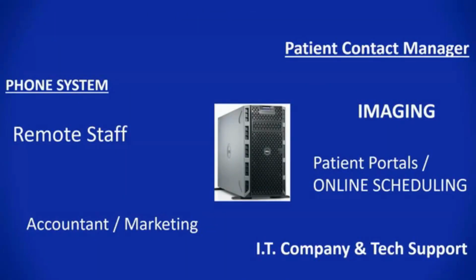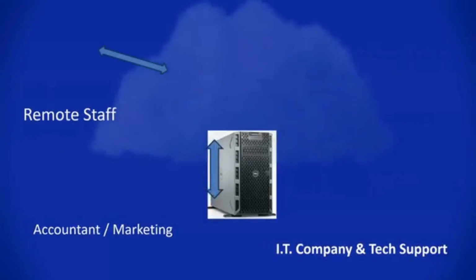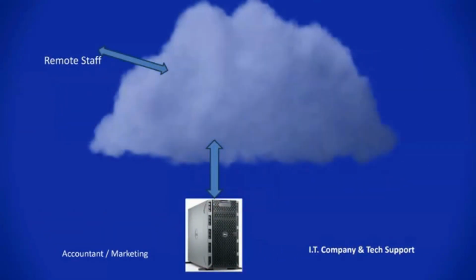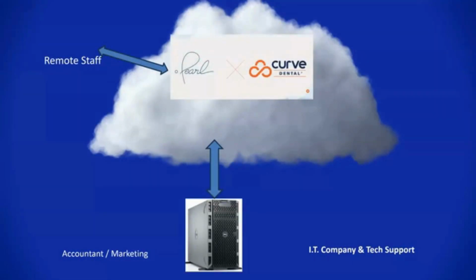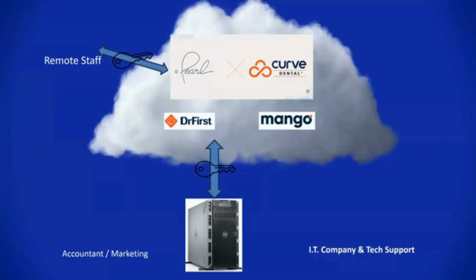So this arrangement that we see, all the things connected to your server, when you move to the cloud moves into a different sort of realm. I still have a server because I share information throughout the office. It's connected, though, to the cloud through a secure connection. And up there are things like Pearl and Curve, which are the main imaging and practice management facilities I use. Dr. First is a company that I use for electronic prescribing. Mango is my phone system because all my phones go through the internet.